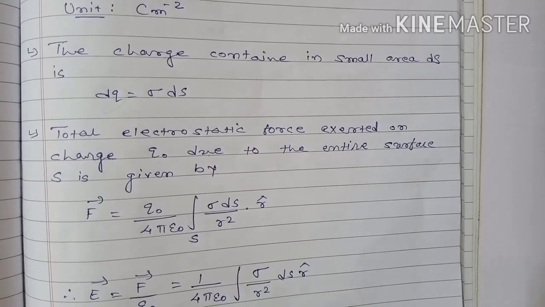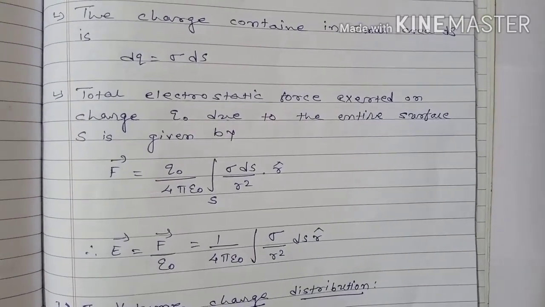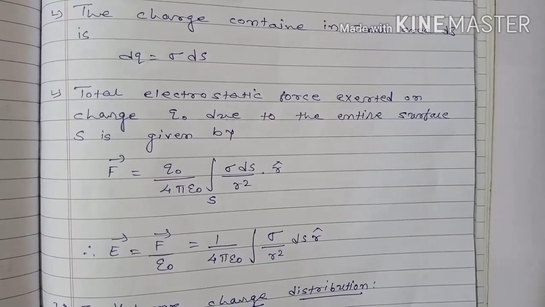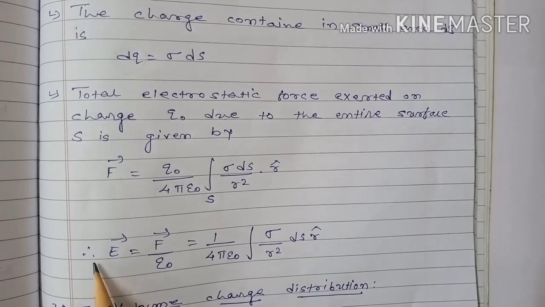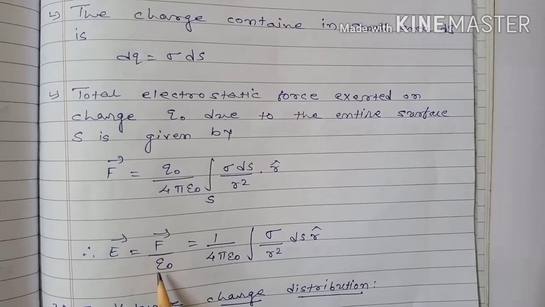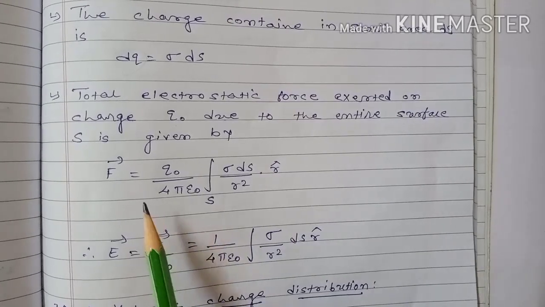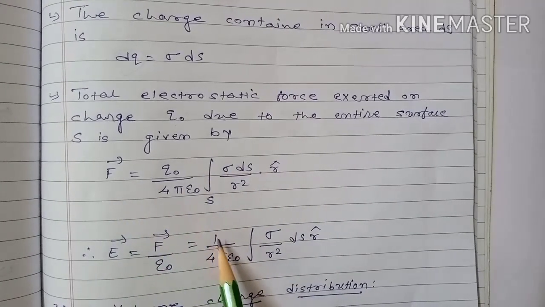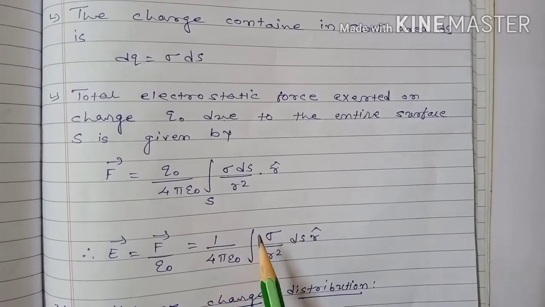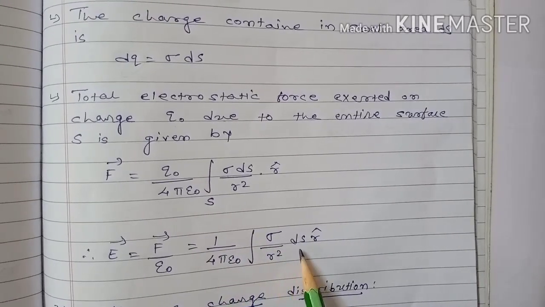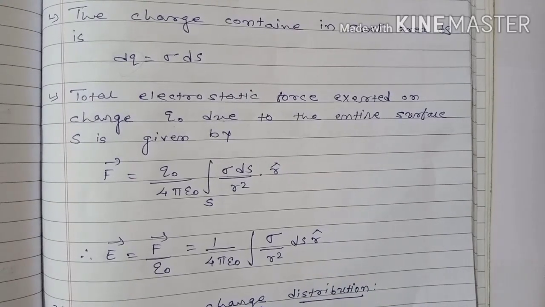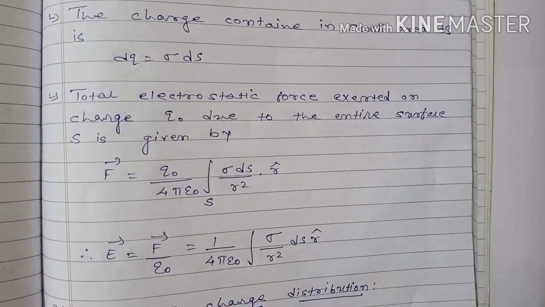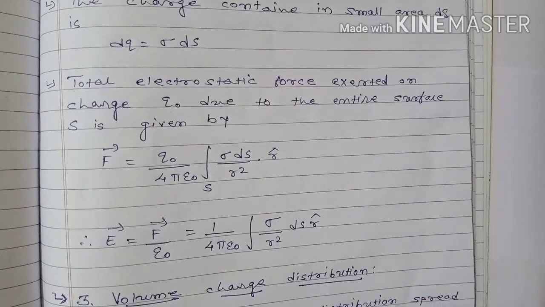If we have to find electric field at r vector due to this entire surface, then electric field E vector is equal to F vector by q naught. Divide this equation by q naught, that will give you electric field equals 1 upon 4 pi epsilon naught integration sigma upon r square ds into r cap. If charge distribution is uniform, then this sigma will be uniform and you can take it out.